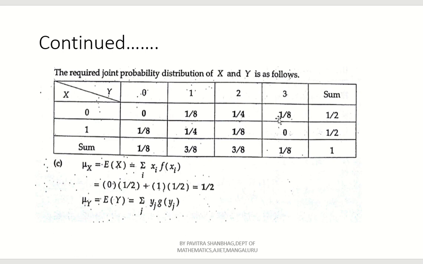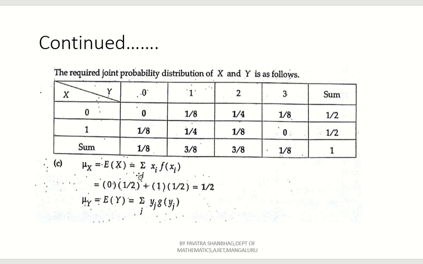And similarly here add this: 1 by 8 plus 1 by 4 plus 1 by 8, that is 2 by 8, that is 1 by 4. 1 by 4 plus 1 by 4, that is 2 by 4, that is nothing but 1 by 2. Again add this: 1 by 8 plus 1 by 4 plus 1 by 8, that is 1 by 2. Now add this: 1 by 2 plus 1 by 2 is 1. Again 1 by 8 plus 3 by 8 plus 3 by 8 plus 1 by 8, that is also 1.